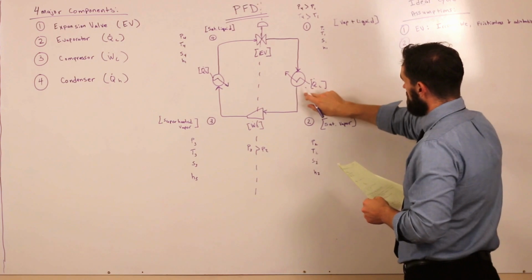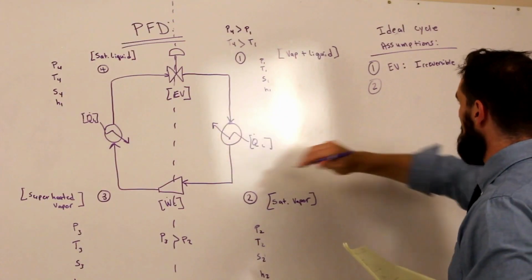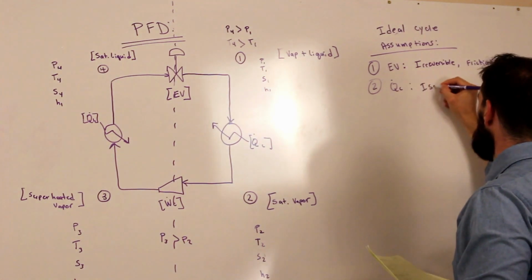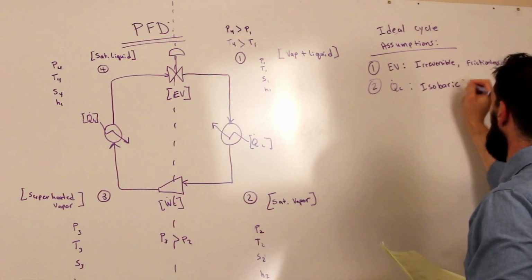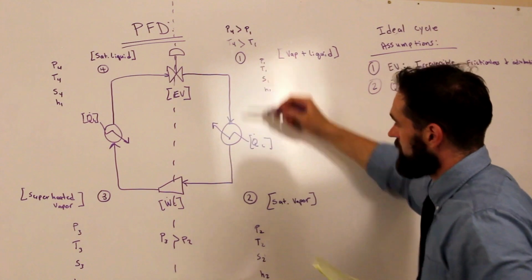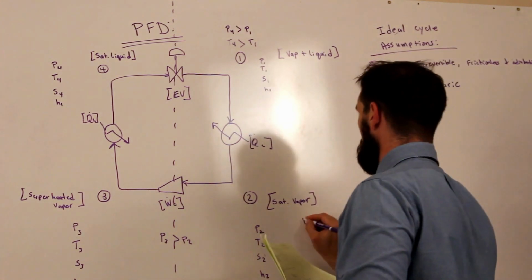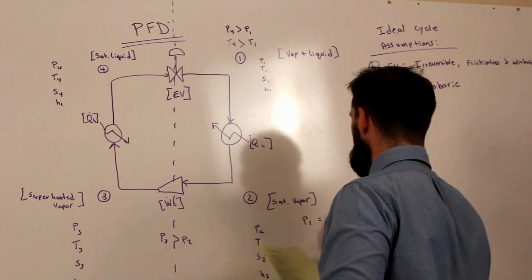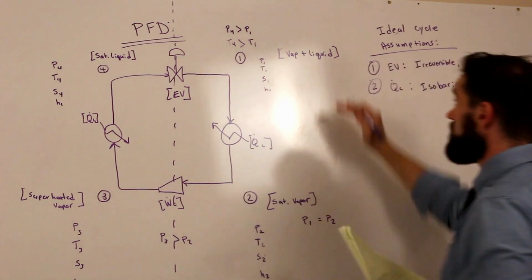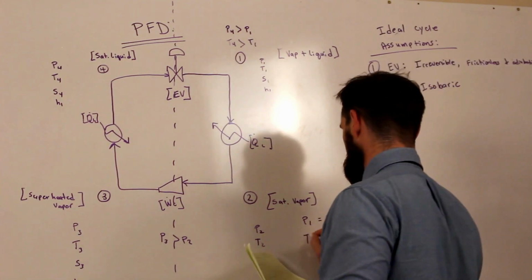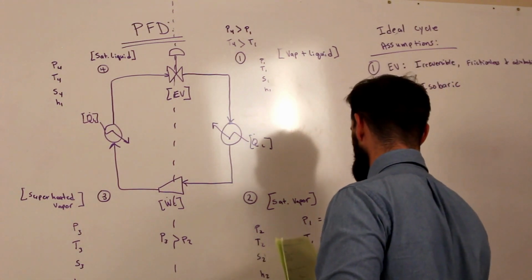The second assumption revolves around our evaporator. And we're going to assume that it is isobaric. So what does that mean? That basically means that the pressure between state 1 and state 2 is the same. So we're going to assume that P1 equals P2. Because we're at equilibrium, what does that also mean? It also means that the temperature is the same. So T1 equals T2.